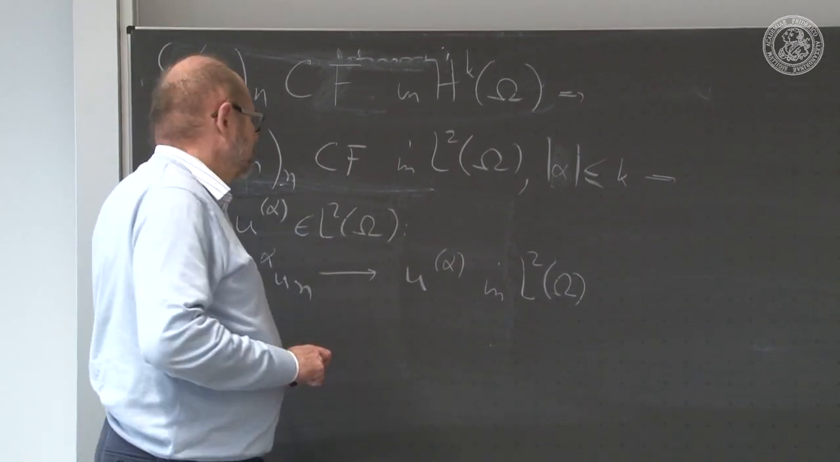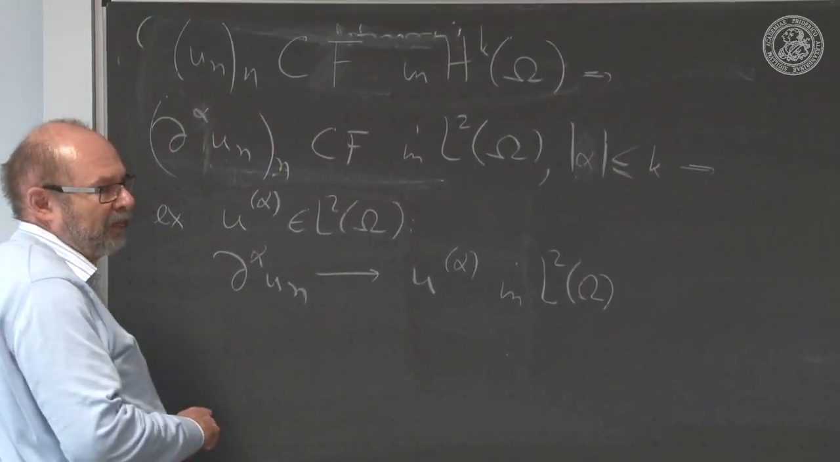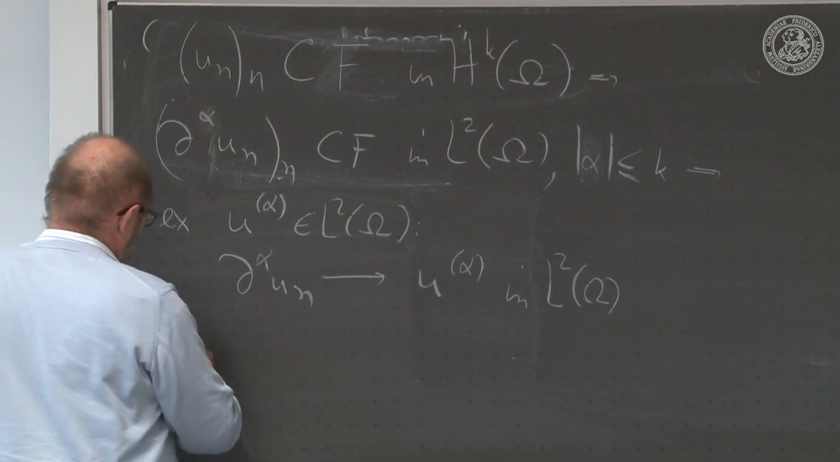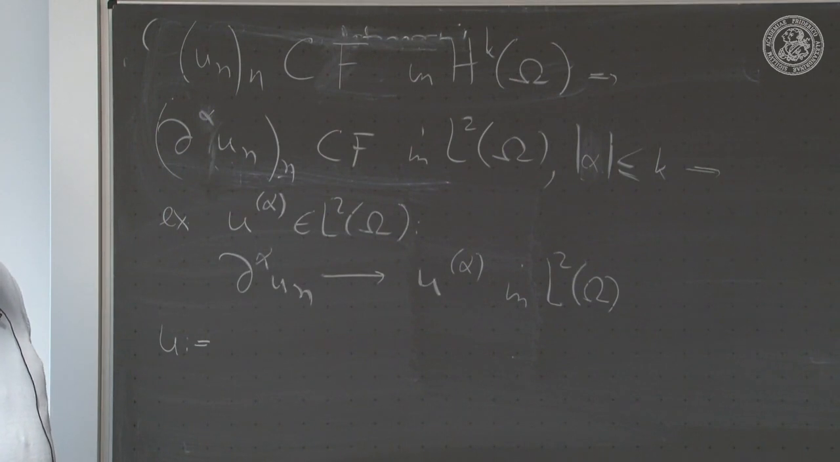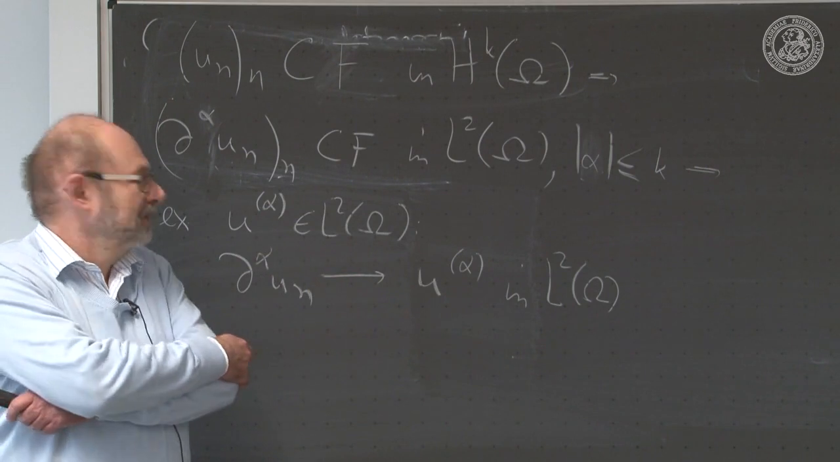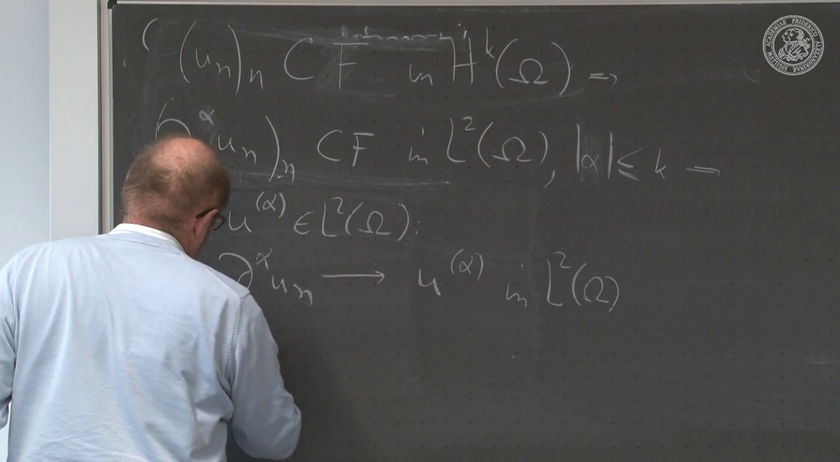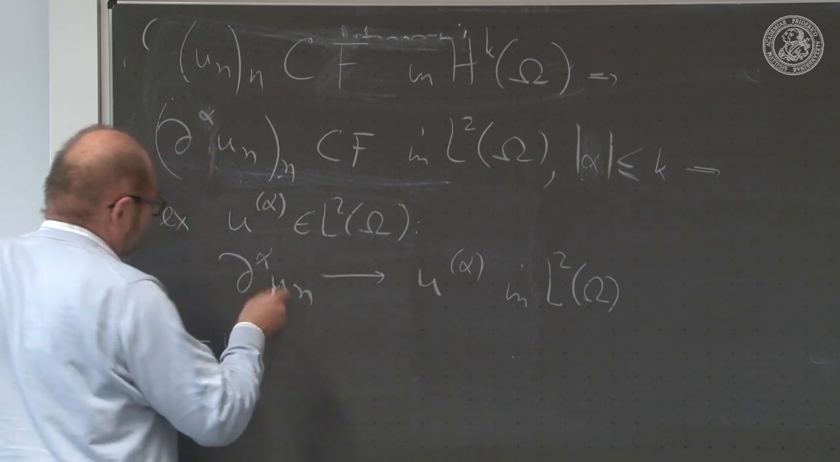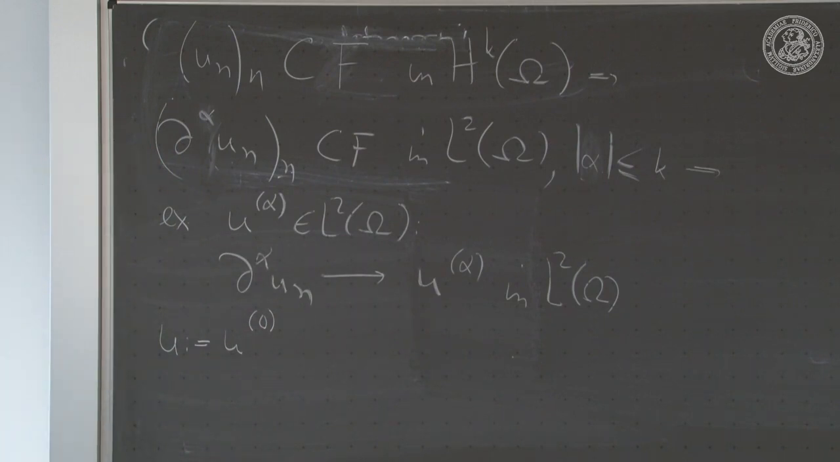How can I find a candidate for my limit? How shall I choose this? It's contained here. Yeah, what about this here? Take the limit of the function itself in L2. But at the moment, it's still only the function, it's only a limit in L2, not in HK.